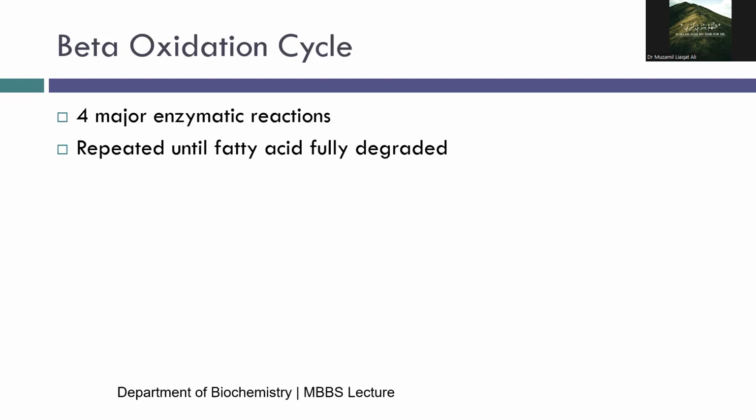Once inside the matrix, each cycle of the beta oxidation consists of 4 enzymatic reactions that shorten the fatty acyl-CoA by 2 carbons, releasing 1 acetyl-CoA, 1 NADH molecule, and 1 FADH2 molecule. The cycle repeats until the entire chain is degraded.